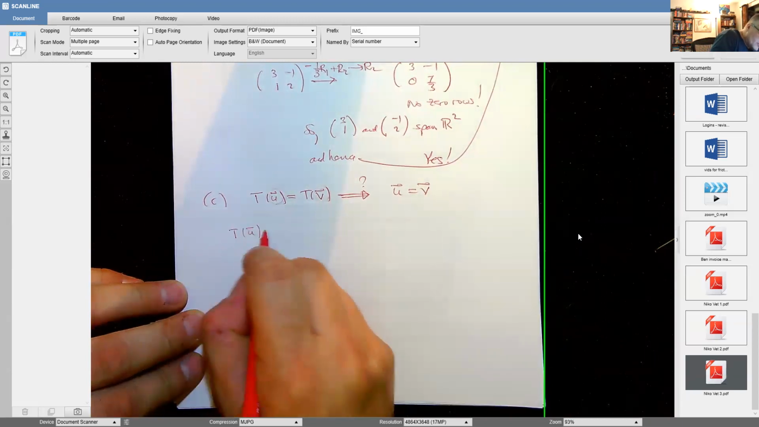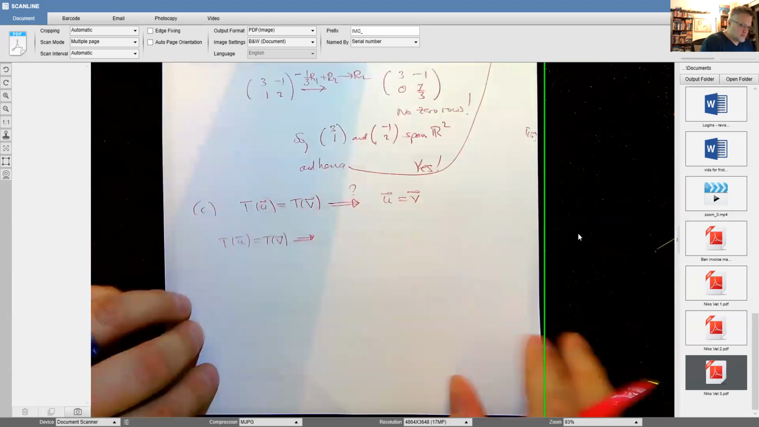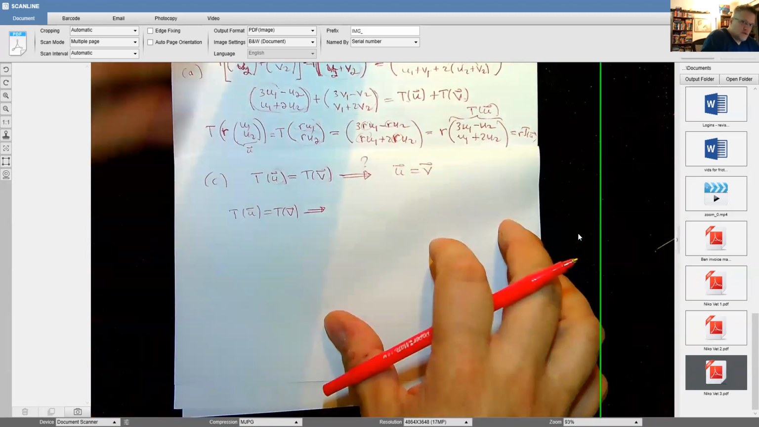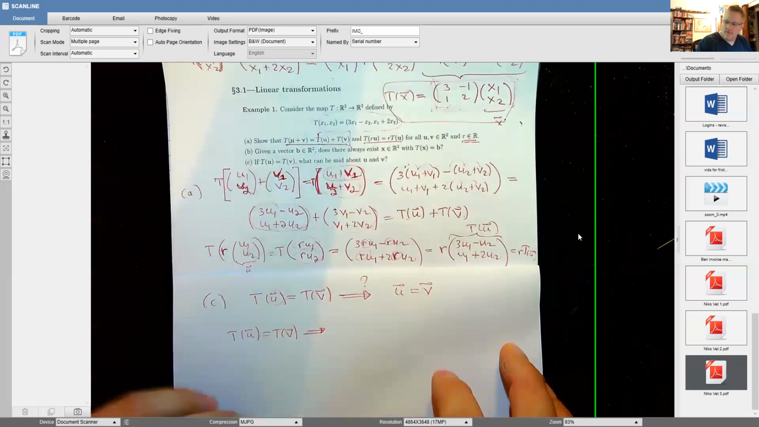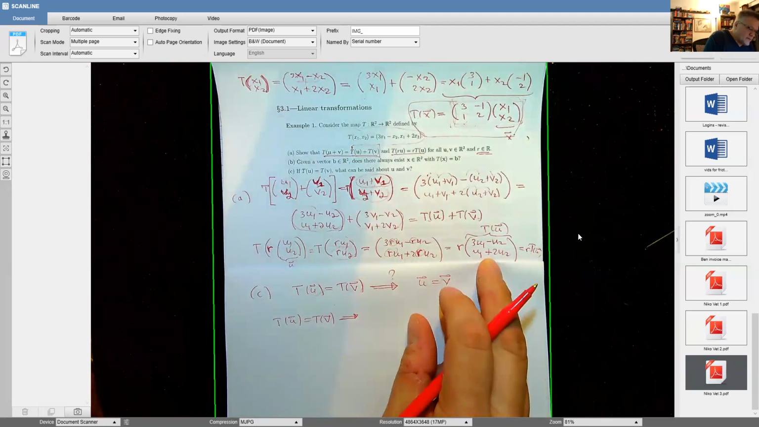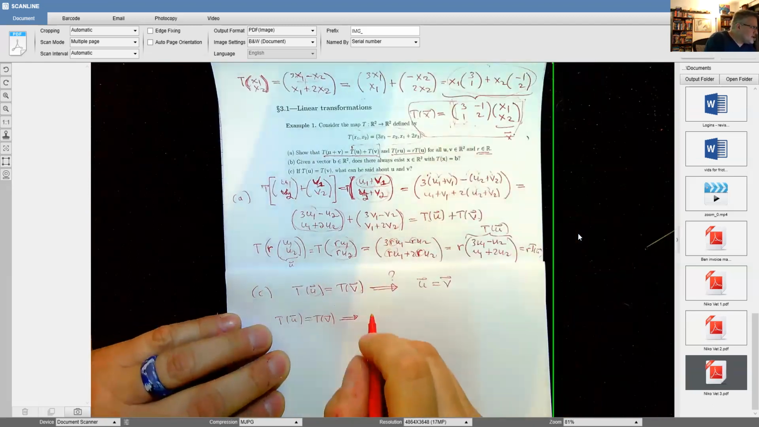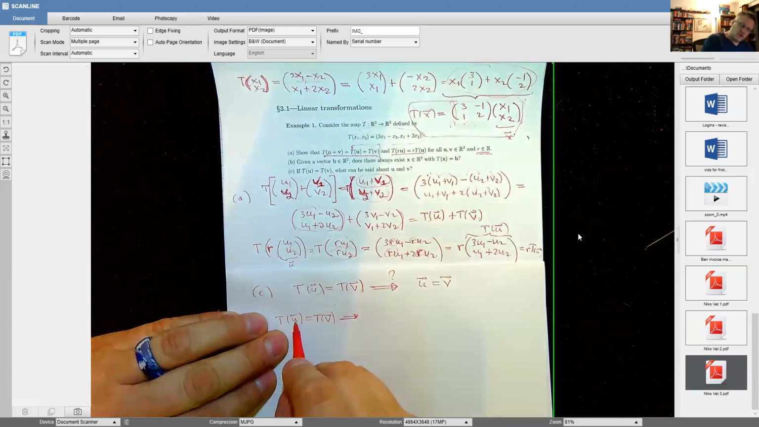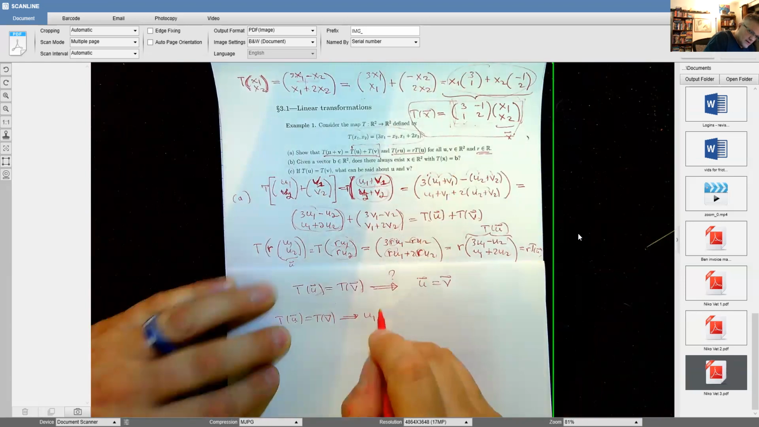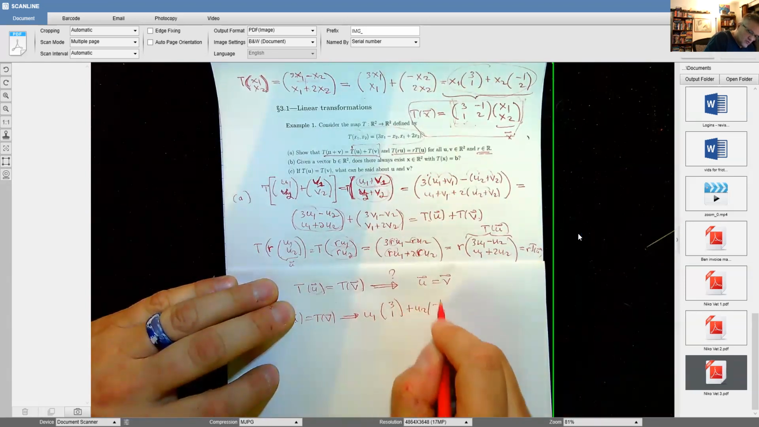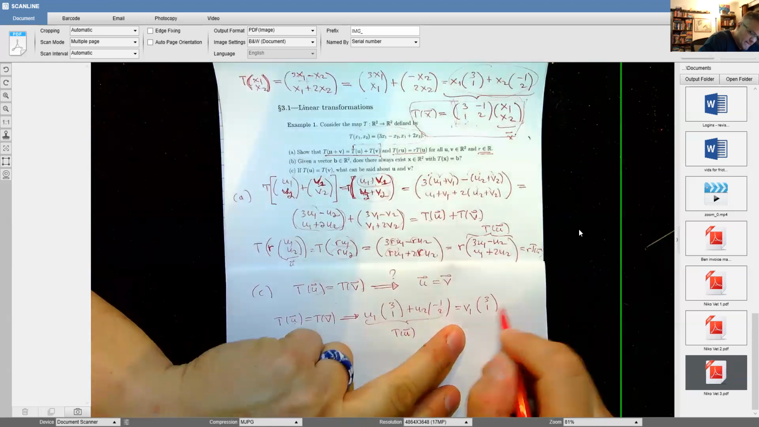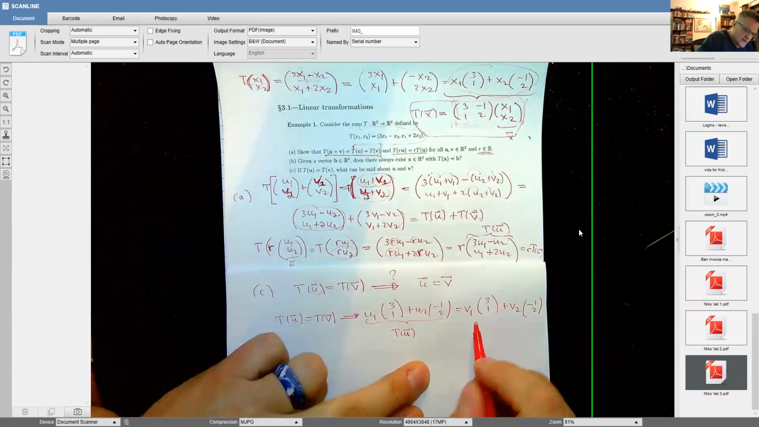All right, let's look at it. Let's assume that T of U is equal to T of V. There's our mapping T, and I'm going to use this form this time around. So T of U is equal to, remember U is U1, U2, so T of U1, U2 is U1 times that guy plus U2 times that guy. So U1 times (3, 1) plus U2 times (-1, 2). That's T of U. We're assuming that equals T of V, which is that.